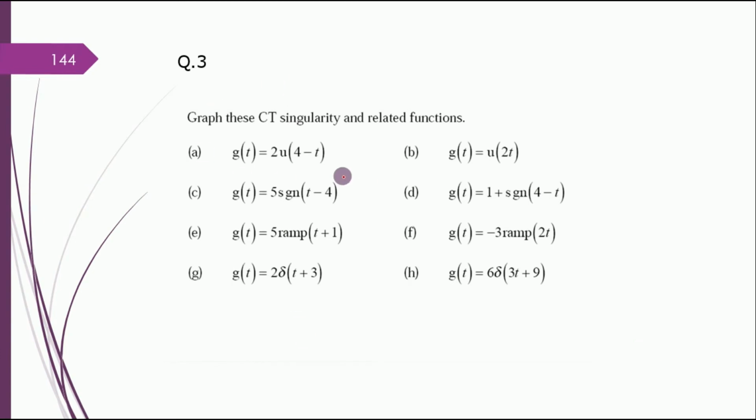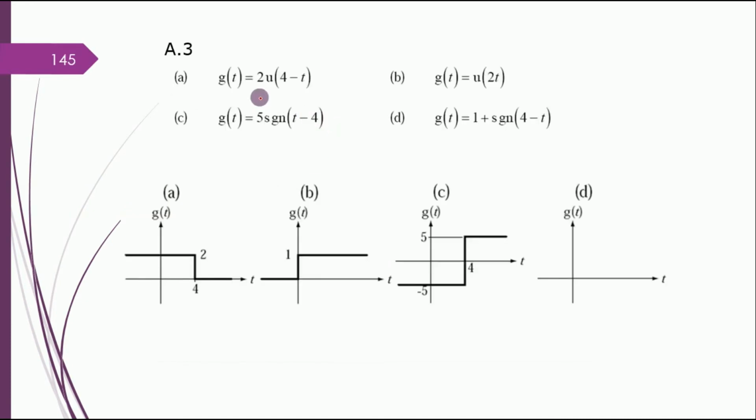Now we have a lot of other signals here. Please concentrate. It's like puzzle solving. g of t is equal to 2 into u of 4 minus t. So all these 8 examples I'm taking here. g of t equals 2 into u of 4 minus t, or else you can also write it as 2 into u of minus t plus 4. This will be easy for us to analyze.